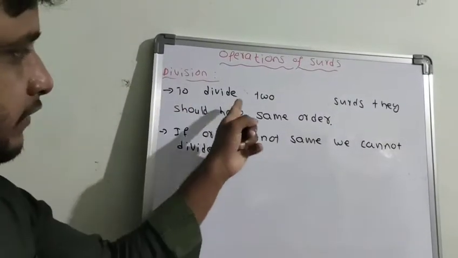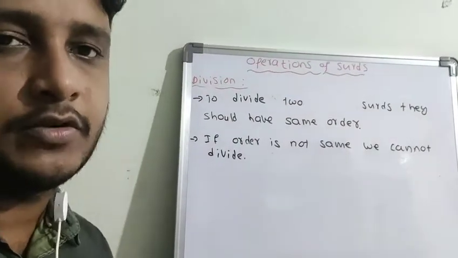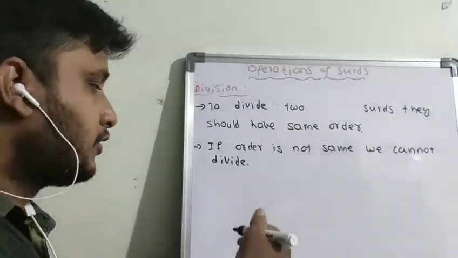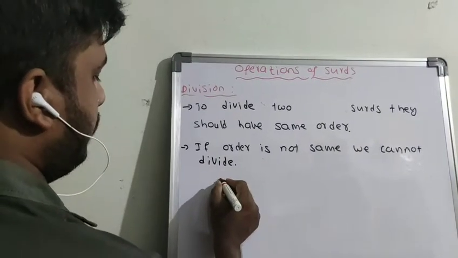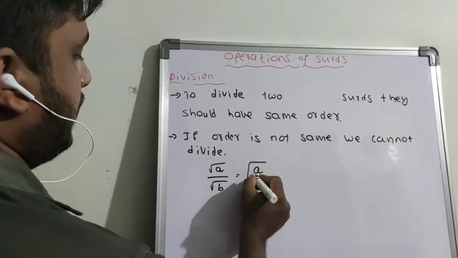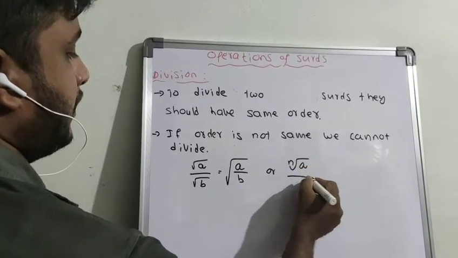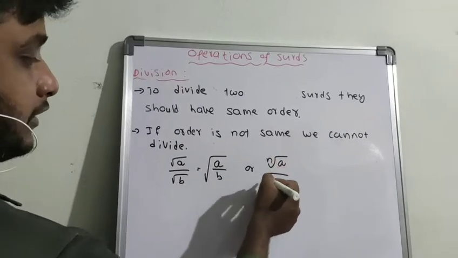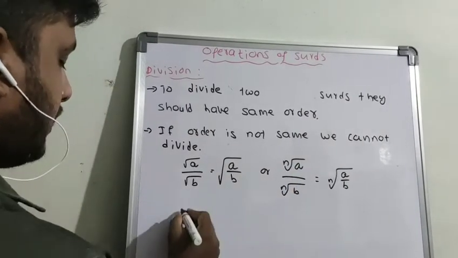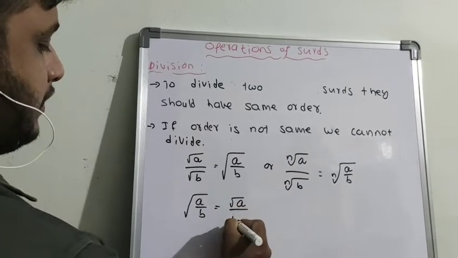Division. To divide two sets, they should have the same order. The same rules we followed in multiplication, we are going to follow in the case of division also. If the order is not the same, we cannot divide. For this also we have one rule. Root A by root B is equal to root of A by B. Or you can write it as nth root of A by nth root of B. The order should be the same. Then you can write nth root of A by B. The same you can write as root A by root B.